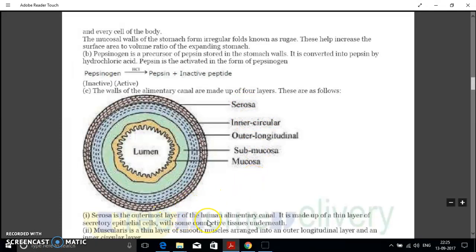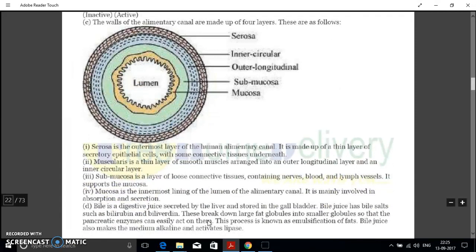Serosa is the outermost layer of the alimentary canal, made up of thin layers of secretory epithelial cells with some connective tissue underneath. Muscularis is a thin layer of smooth muscle. Mind it, the muscularis is a smooth muscle layer arranged into the outer longitudinal and inner circular layer. And the submucosa. And now you will see that in submucosa, loose connective tissue has come.